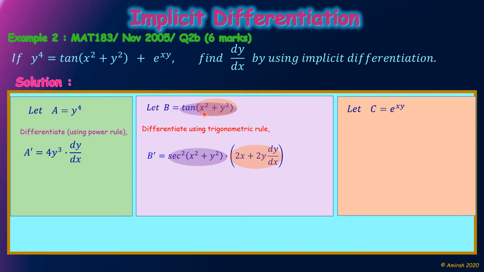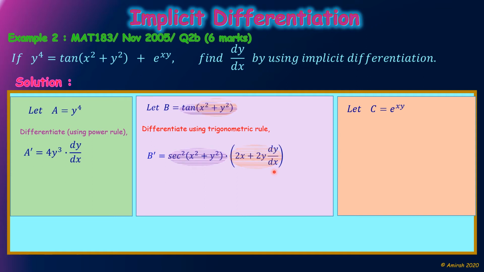So when we differentiate x squared plus y squared, we can use the sum and difference rule, which means that we just differentiate one by one. When we differentiate x squared, it becomes 2x, and then plus, when we differentiate y squared, it becomes 2y dy over dx.